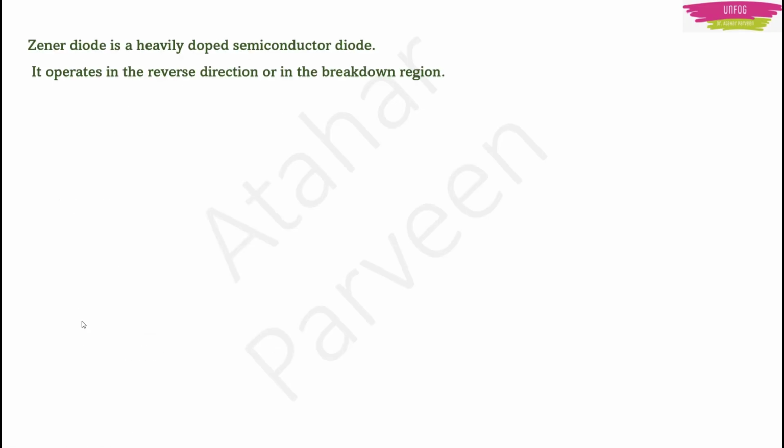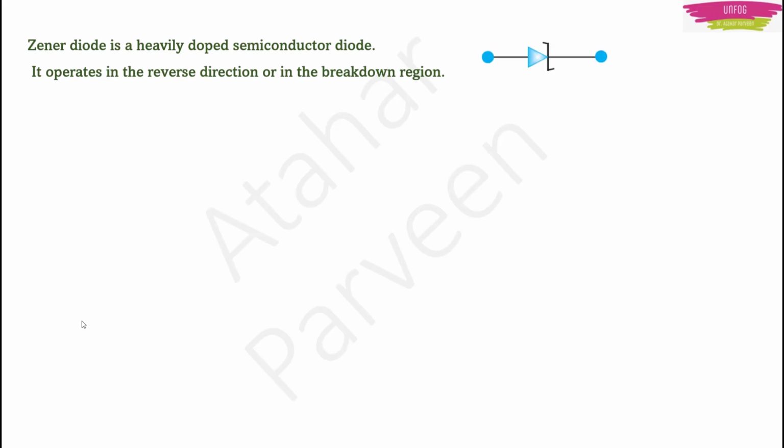Now let's talk about the Zener diode. A Zener diode is also a semiconductor, but it is heavily doped. Usually a PN junction diode operates in forward bias region, right? We told it right now. But the Zener diode operates in reverse bias condition or in the breakdown region.